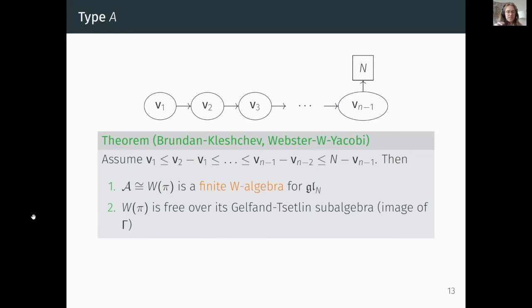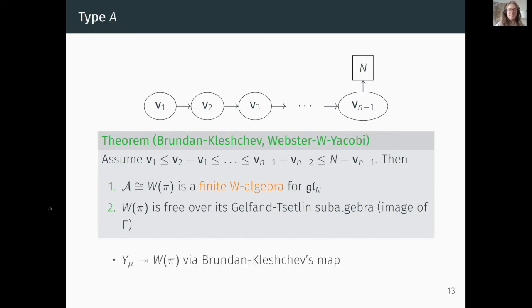And the second fact, which you can use this to show, because the Coulomb branch has this property, that there's this commutative subalgebra, which you might call the Gelfand-Tsetlin subalgebra. It proves, for example, that this finite W-algebra is free over that. So this is a very non-trivial fact. It had been conjectured by Futorny, Molev, and Ovsienko, for example. But from this comparison with the Coulomb branch, you get it for free.